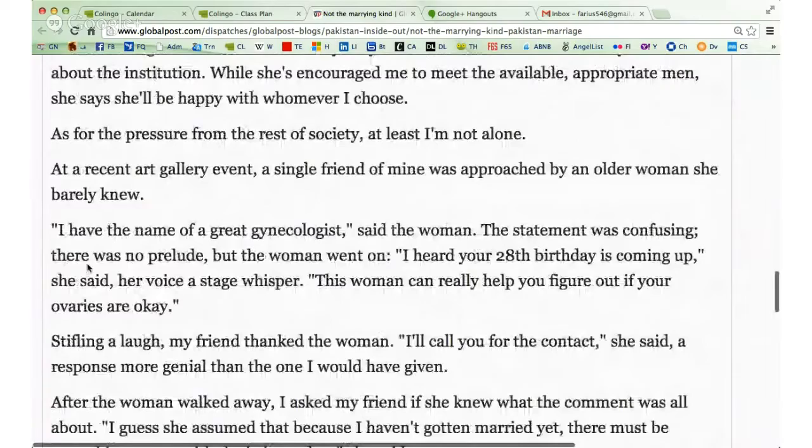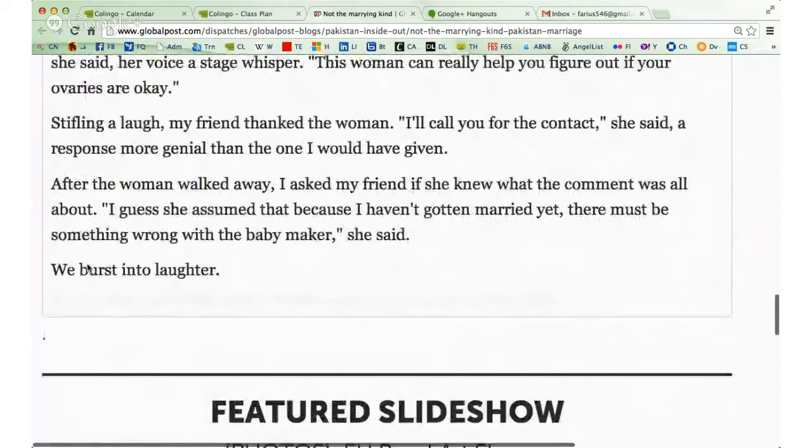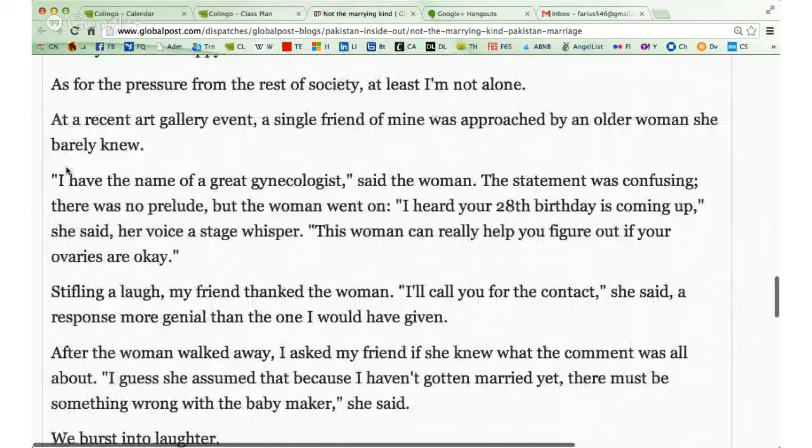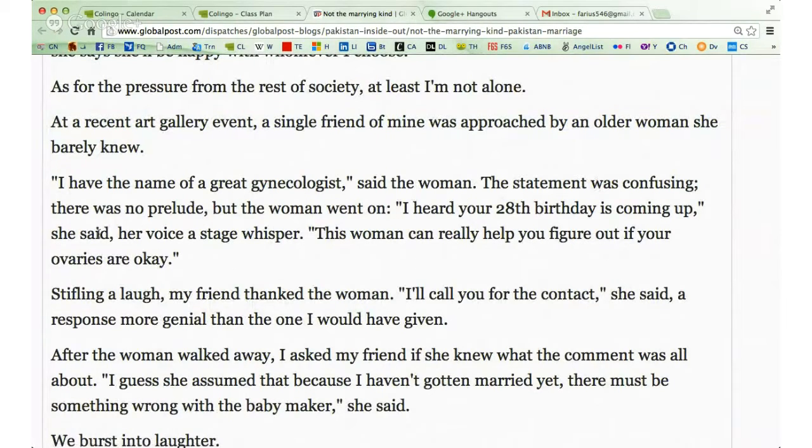I'm going to skip some of this stuff. Okay, so let's start at the end here. "At a recent art gallery event, a single friend of mine was approached by an older woman she barely knew. 'I have the name of a great gynecologist,' said the woman. The statement was confusing. There was no prelude, but the woman went on."